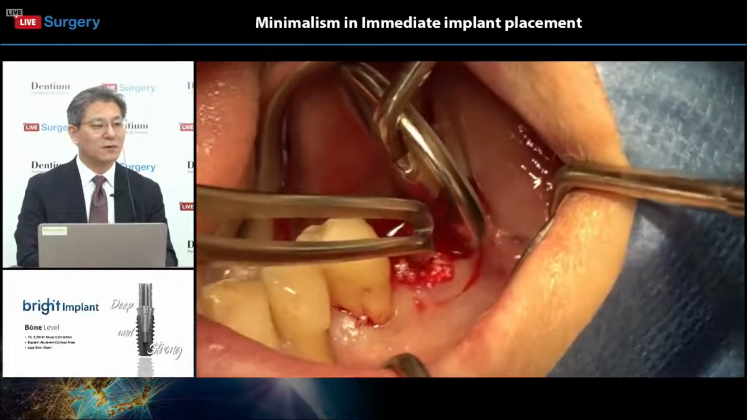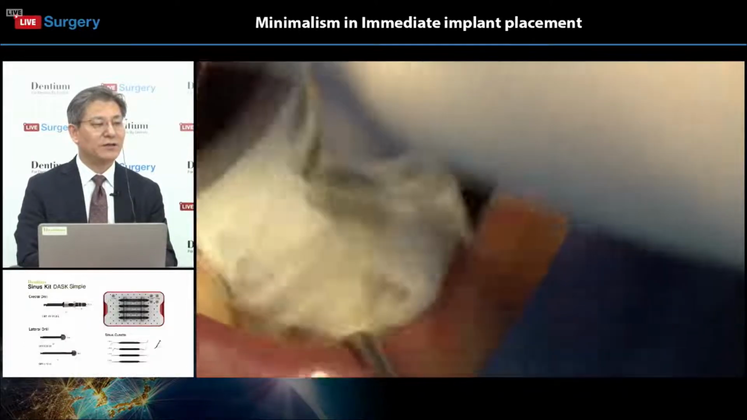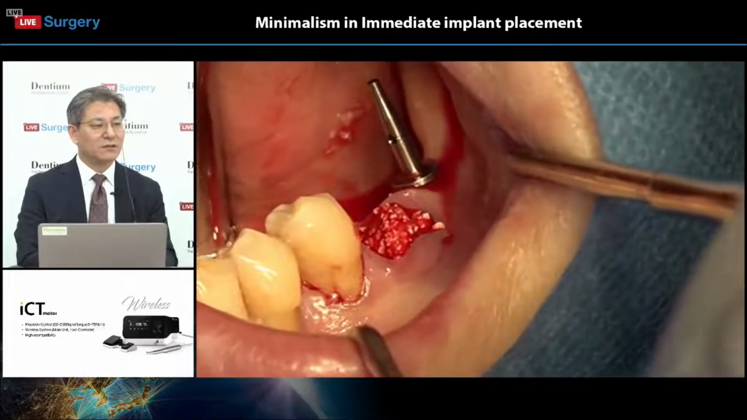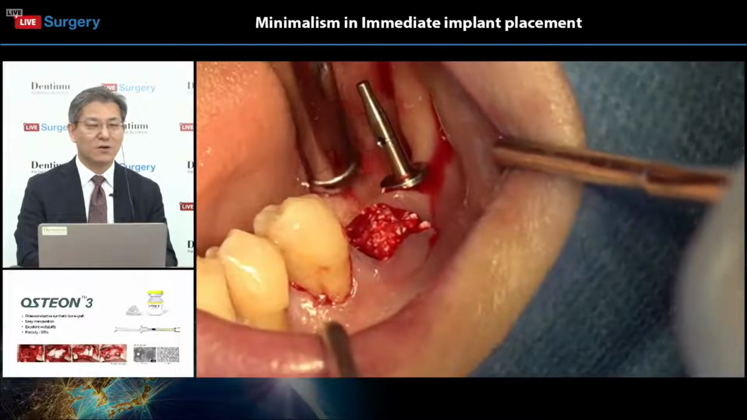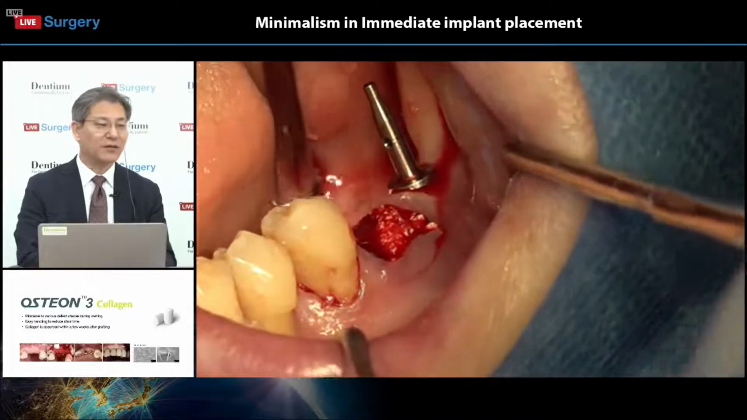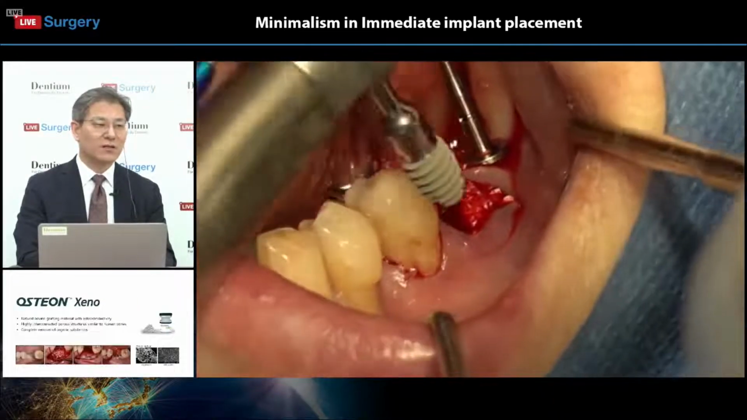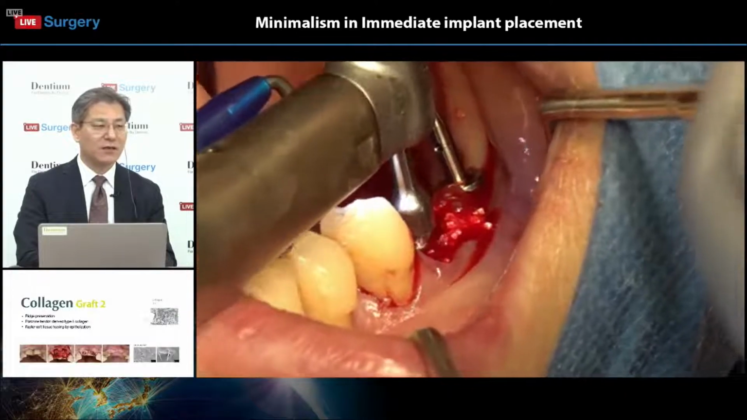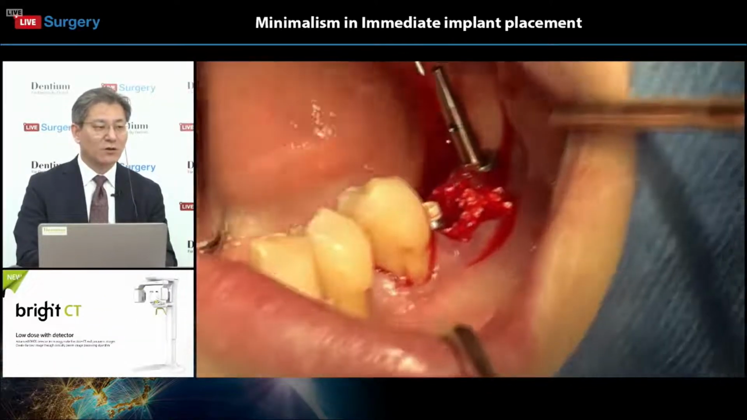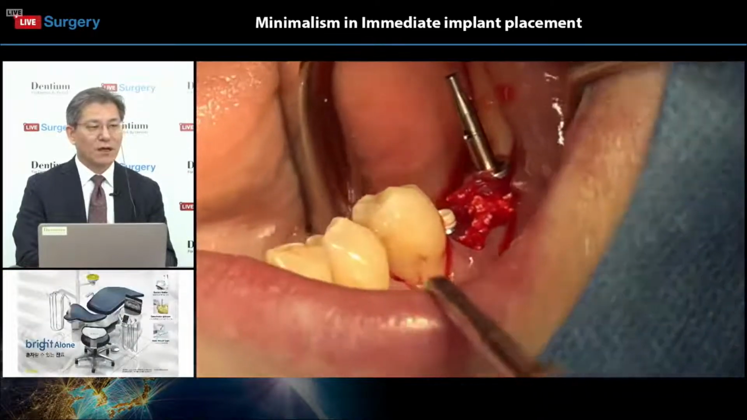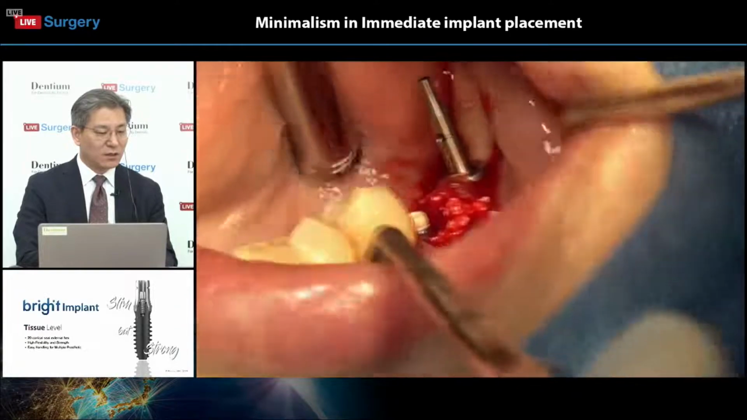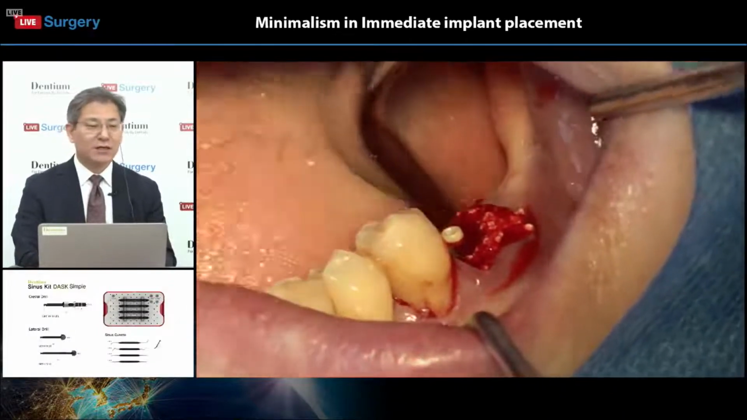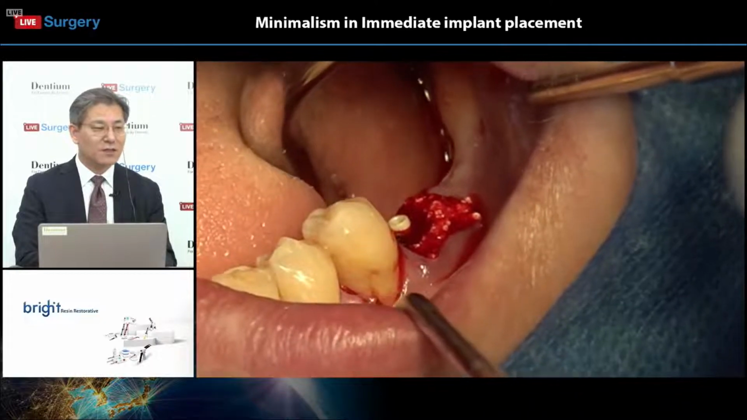Another Osteon 3 Collagen is applied on the socket area. This Osteon 3 Collagen has almost 10% collagen holding 90% grafted particulated bone. This particulated bone is 30% HA scaffold and 70% beta TCP, so it easily resorbs when we apply it. And now he installed a diameter 4.5, 7 millimeter length tissue level implant.